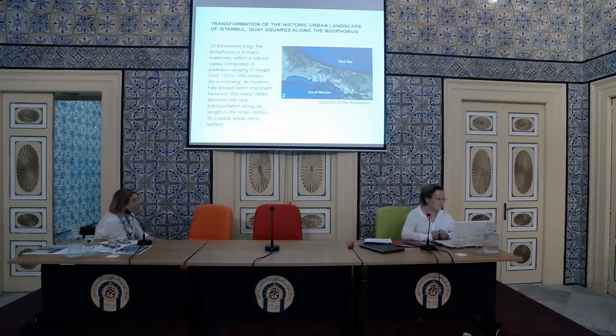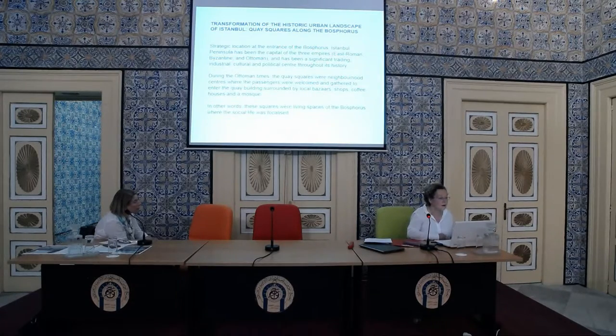However, the steep valley allowed only sea transportation along its length in the times before the coastal areas were settled. With its strategic location at the entrance of the Bosphorus, the Istanbul Peninsula has been the capital of three empires, East Roman, Byzantine, and Ottoman, and has been a significant trading, industrial, cultural, and political center throughout its history.